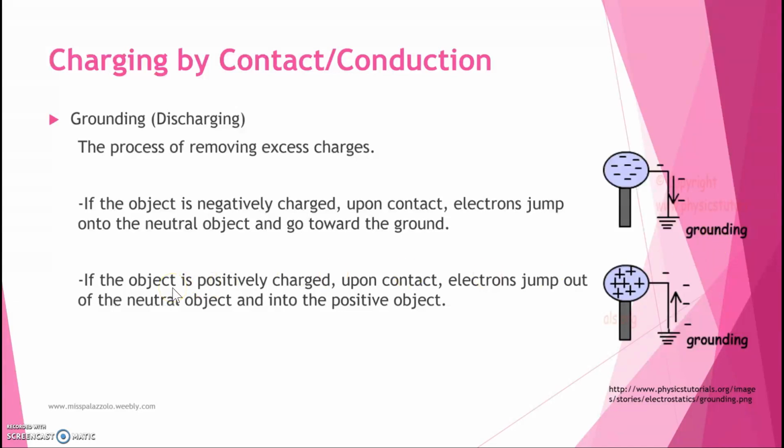Same thing if the object is positively charged. Upon contact, the electrons, still only moving electrons, will jump out of the neutral object and into the positive object. So let's say that, again, there's an imaginary sink, like a faucet here. So you've got your faucet, and the electrons are coming through the ground because there's an excess of them, and they move towards the spoon. So then, thus discharging or taking away the excess charges.